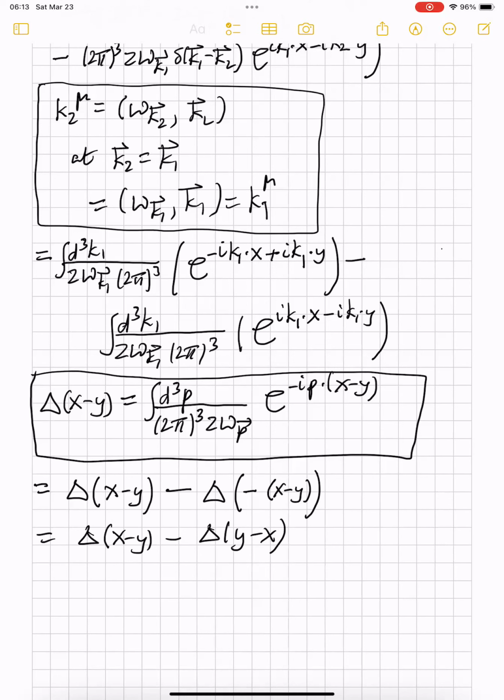The next thing that I want you to notice about delta, which is very interesting: we've got the exponential of p dot x minus y, and remember that p dot x minus y is p mu times x minus y mu. So that's Lorentz invariant. The integration measure is also Lorentz invariant, so that means that this function delta of x minus y itself is also Lorentz invariant. So delta of x minus y is a Lorentz invariant. Good. We'll continue in a minute.